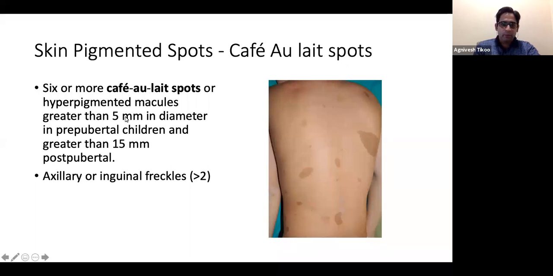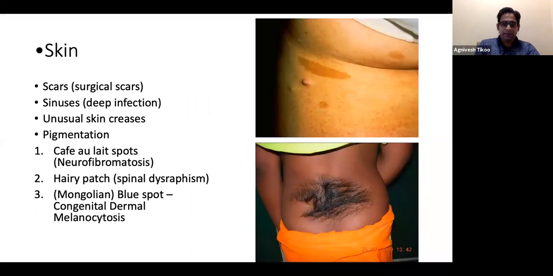And in prepubertal, they have to be greater than 5 mm, and in postpubertal they have to be greater than 15 mm. And if you have 6 of these spots, then you consider them as a diagnostic criteria for neurofibromatosis. Of course, you have to have other signs like axillary or inguinal freckling, or you need to have neurofibromas, you need to have a plexiform neurofibroma, first degree relative, all are these. But cafe au lait spots, for definition, you should know these terms and you should know the limitations.